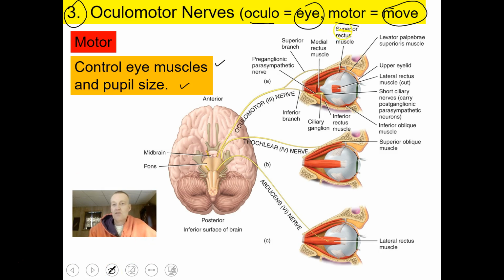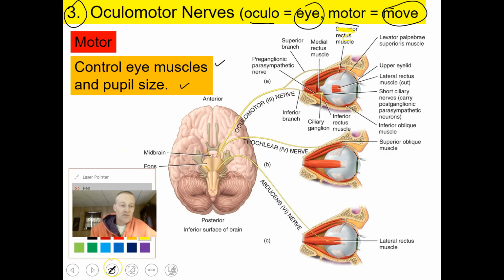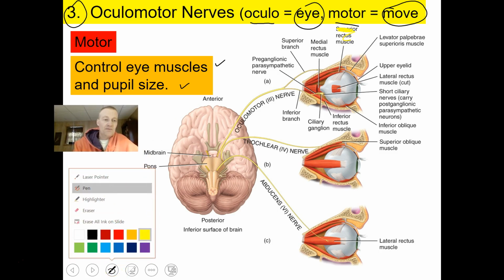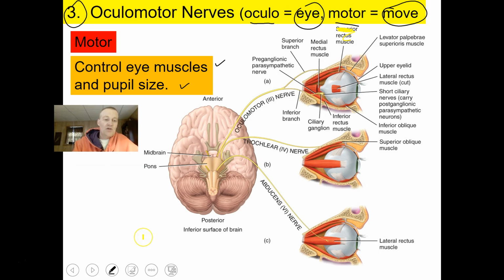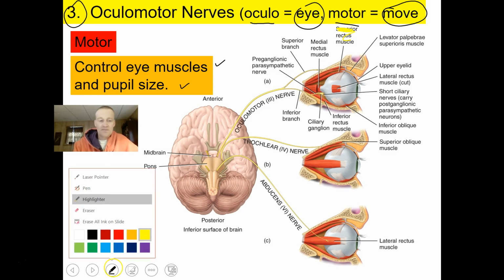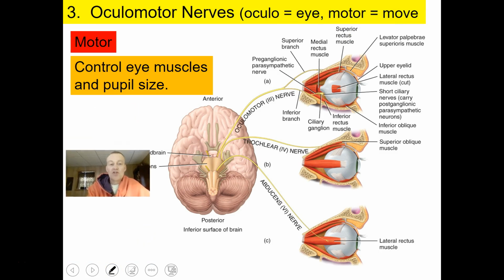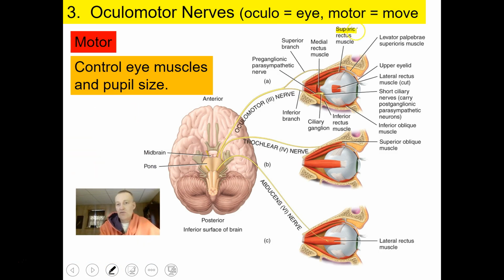is going to be the rectus. That didn't highlight like I thought it would. So let me go to highlighter. Let me move my face. So let me erase all the ink, and let me go to that highlighter and see if I can do this. So it is going to innervate the superior rectus muscle. It's going to innervate the inferior rectus muscle, and it also innervates the medial rectus muscle.